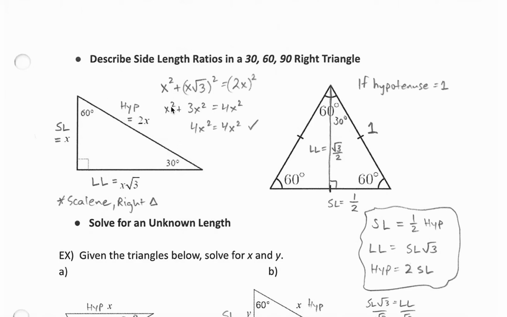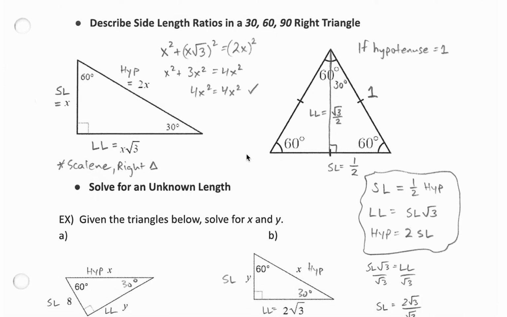X squared is going to be x squared. X times the square root of 3, squared. Well, the square root of 3 squared is 3, and x squared is x squared, so we have 3x squared there. 2x times 2x, or (2x) squared, is 4x squared. And it is true that 1x squared plus 3x squared is 4x squared. So these ratios work out.